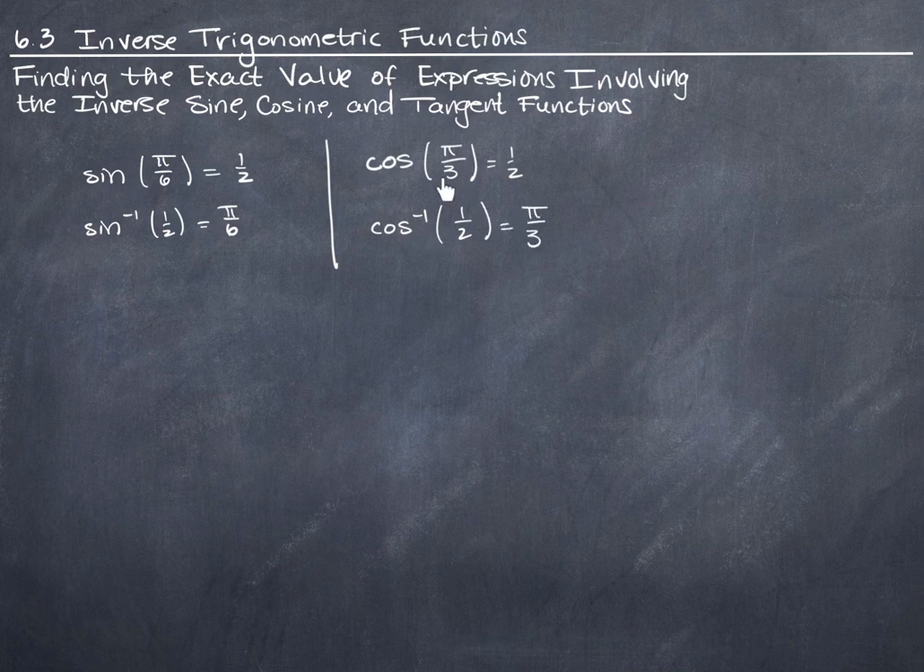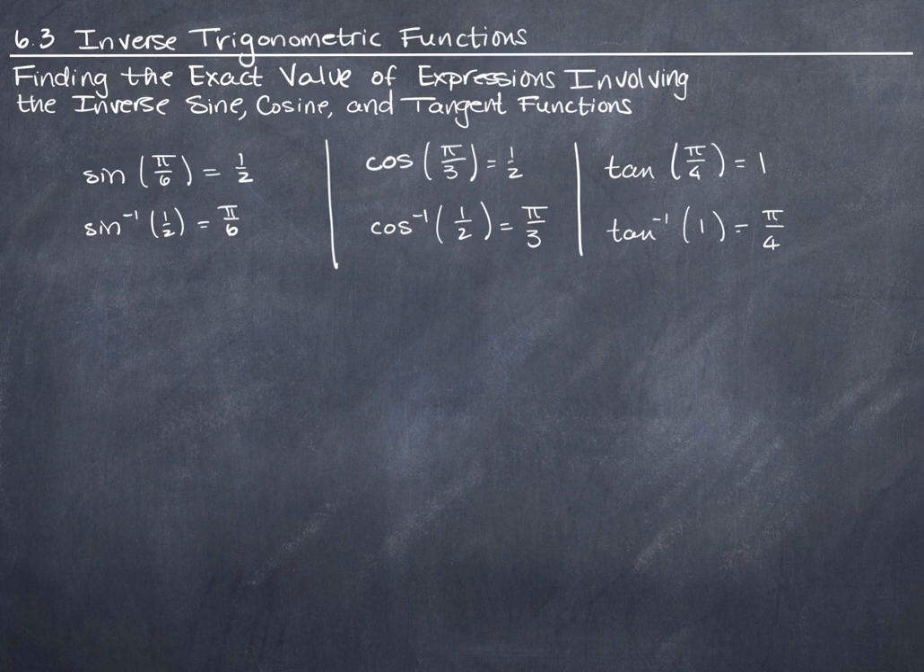What used to be an x comma y input comma output relationship is now, well, it's still input output, but it's y comma x, right? Because this is an inverse function. Let's try one with tangent. I know that the tangent of pi over 4 is equal to 1. That means that the tangent inverse of 1 is equal to pi over 4.